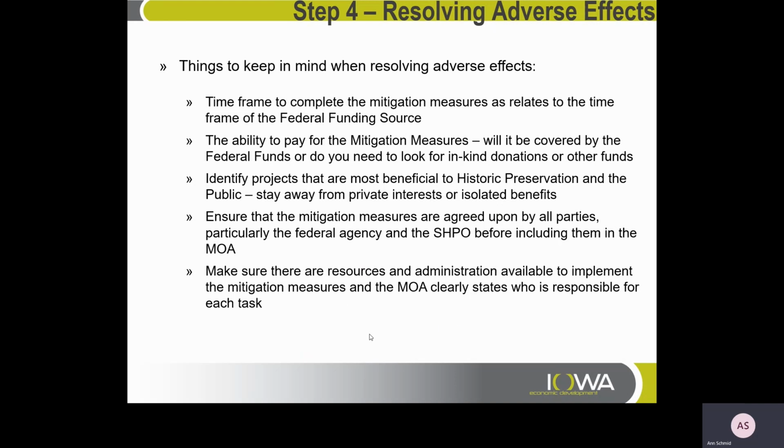You have to ensure that mitigation measures are agreed upon by all parties, particularly the State Historic Preservation Office, before including them in an MOA. And you need to make sure that everyone has the resources and administration available to implement the mitigation measures, because if you don't, you're still not compliant with the National Historic Preservation Act.